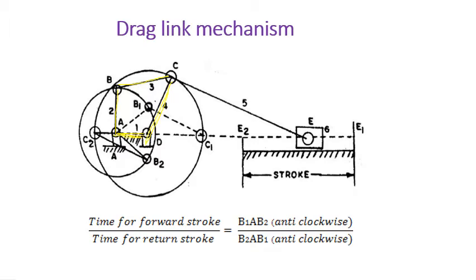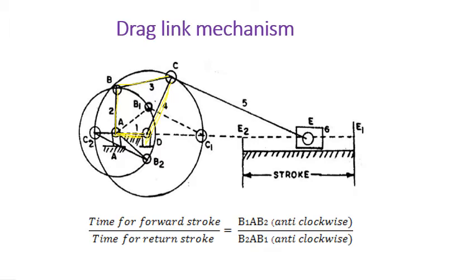Link number 2, AB, is the input link here, moving with constant angular velocity in the anti-clockwise direction. Point C of the mechanism is connected to the tool post E of the machine. During the cutting stroke, the tool post moves from E1 to E2. The corresponding positions of C are C1 and C2, as shown in the figure.